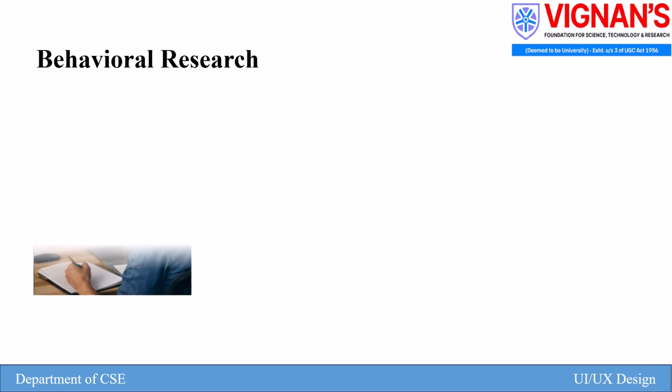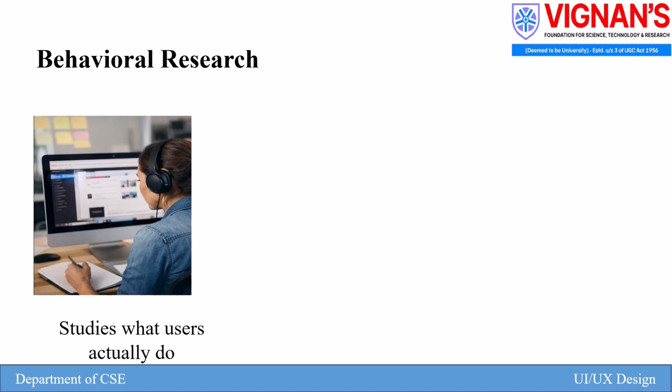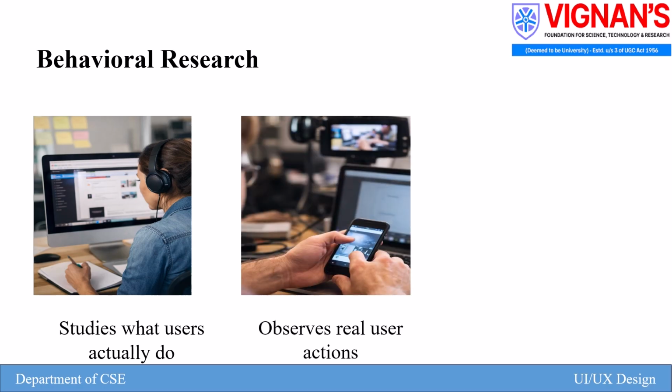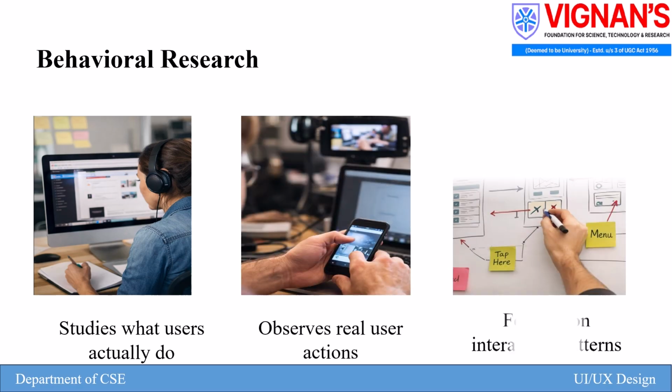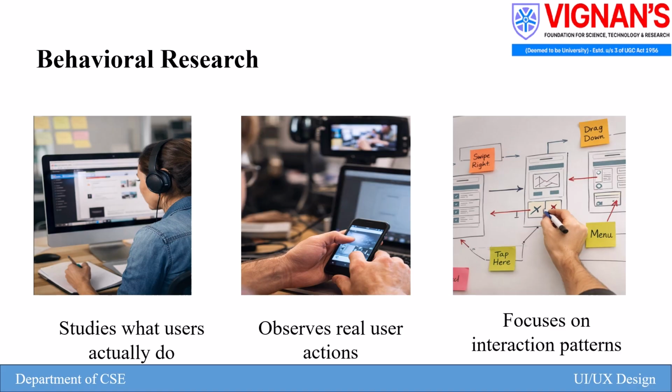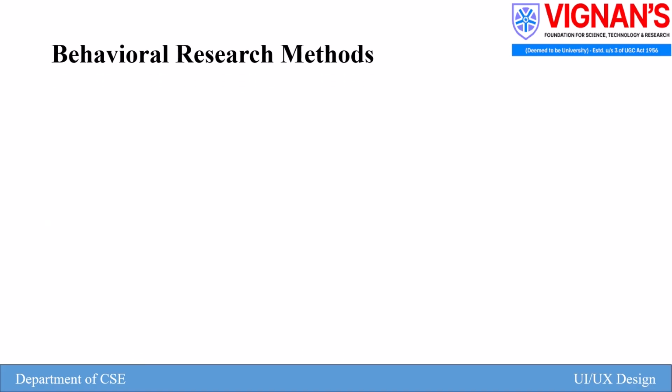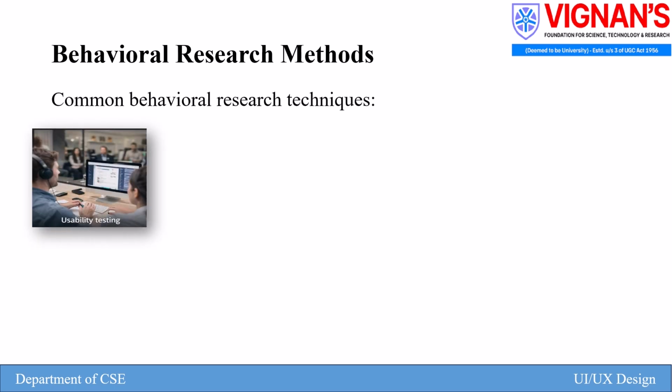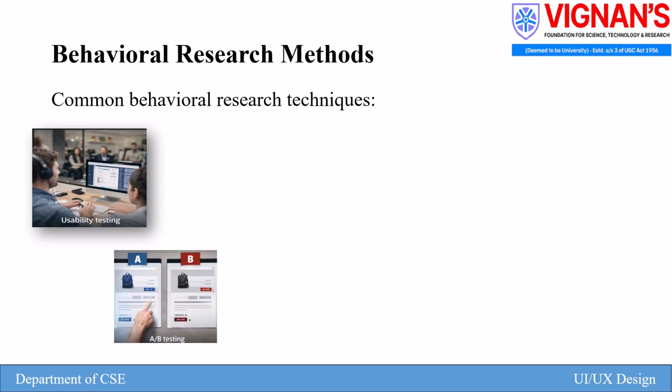Behavioral research. Behavioral research focuses on actions, what users do, rather than opinions, what users say. It observes real user actions and interactions while using a product or service. Behavioral research methods. Common techniques in behavioral research are usability testing, observing users while they use a product to identify usability problems. A/B testing, comparing two versions of a design to see which one performs better.